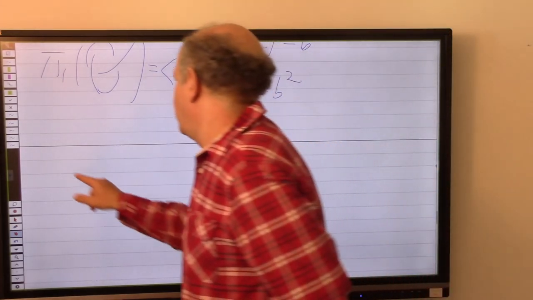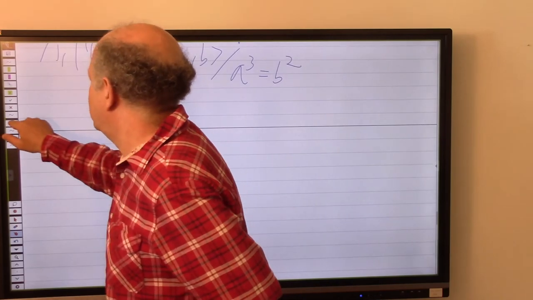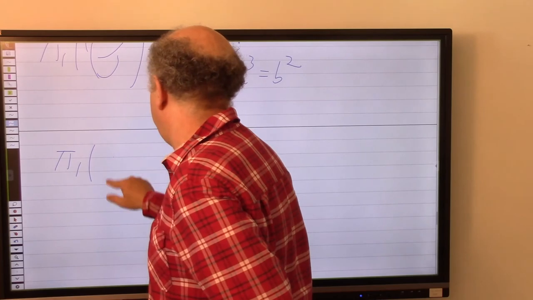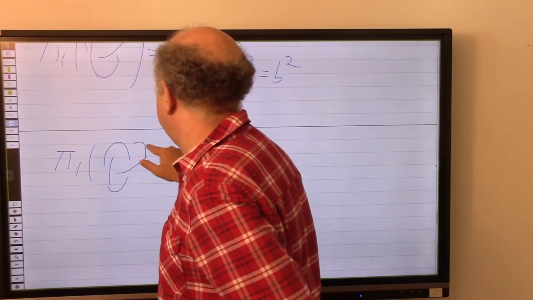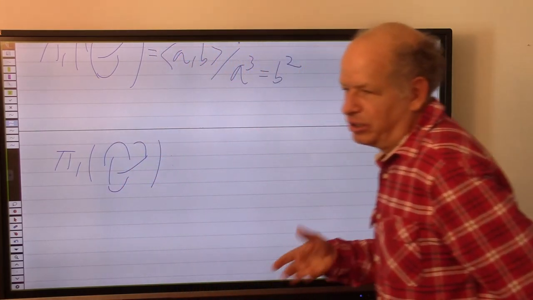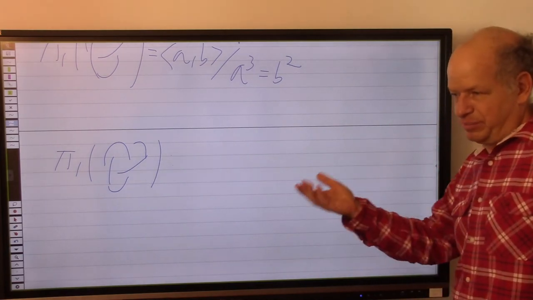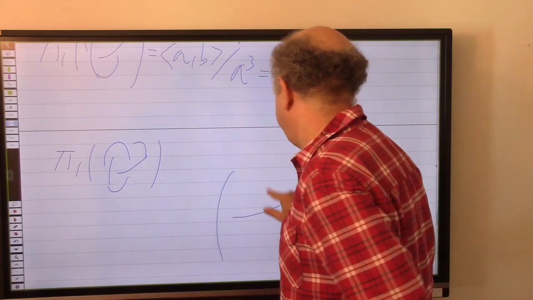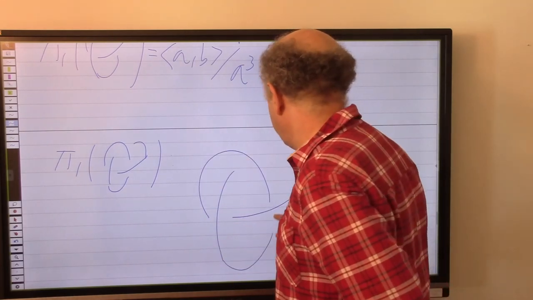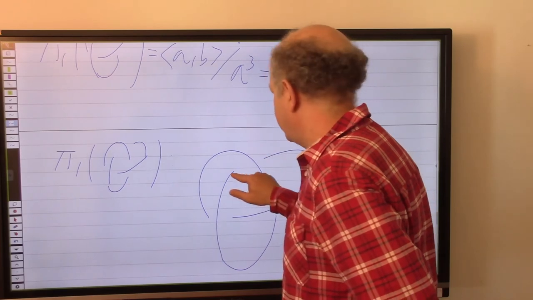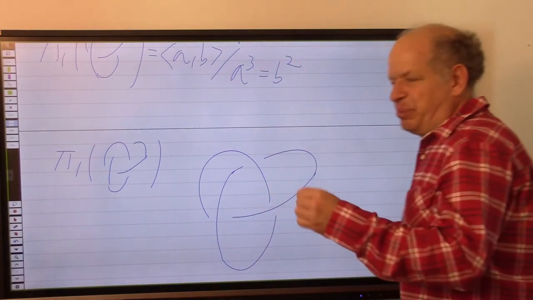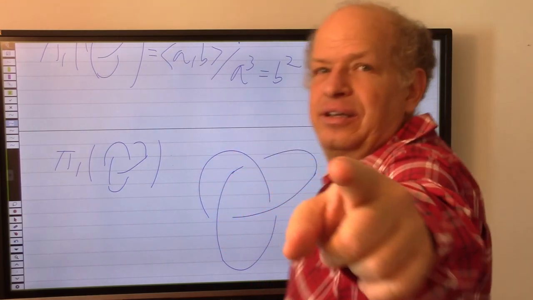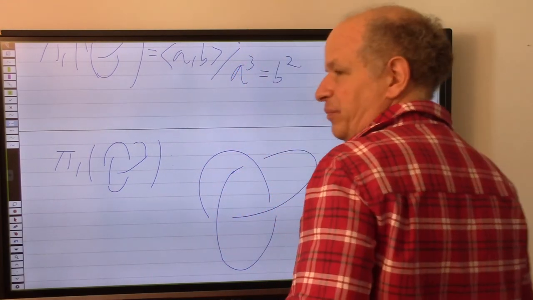So another computation of pi 1 of the trefoil. And again, the reason I'm computing pi 1 of the trefoil is that this is the only knot I know how to draw. But I could have done anything else. So here is the idea. First of all, I have to choose a base point. The base point will be my eye here. In fact, the lens of the video camera.